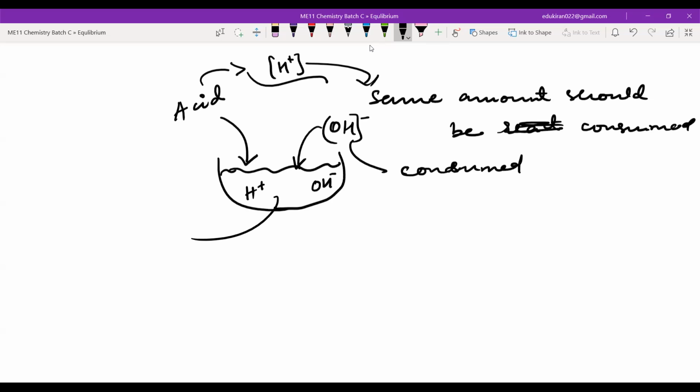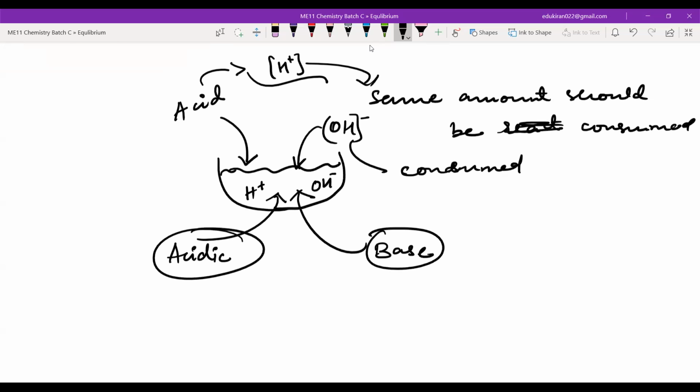That means in this solution, we should have two types of things. We should have something which is acidic, and we will mix some acid, and we will mix some base. When we mix acid and base, we are making some kind of salt. Yes or no? Right, we are making some kind of salt.